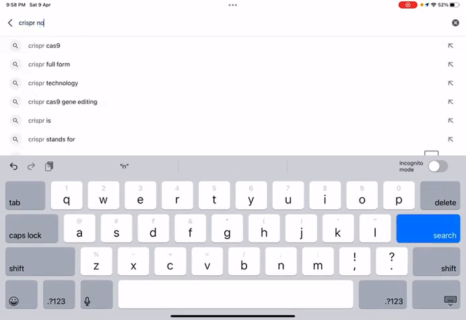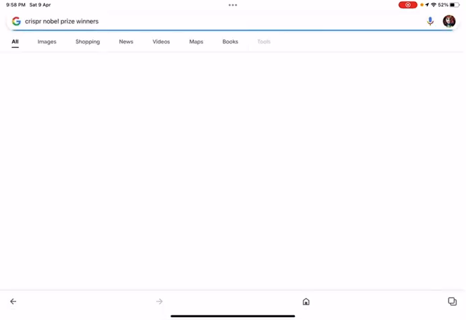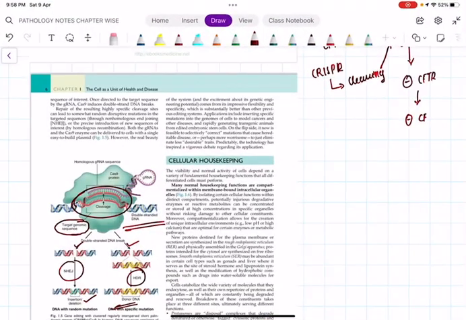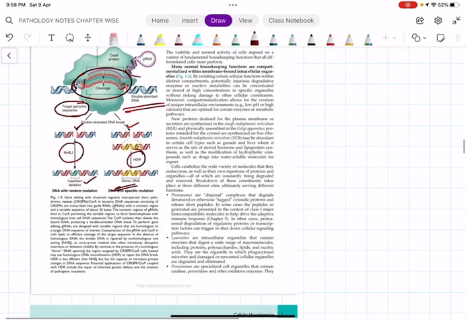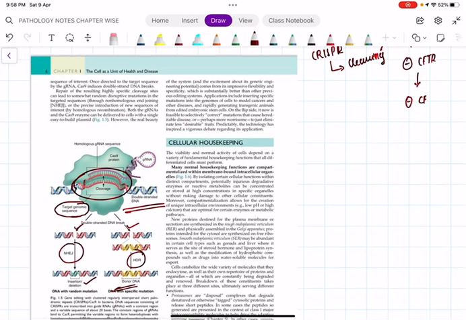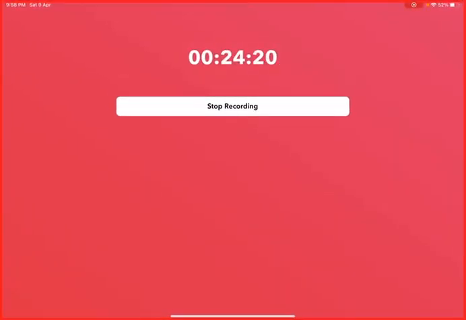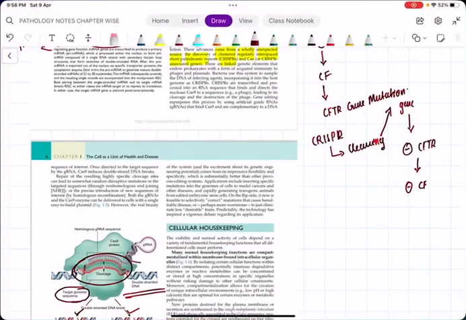CRISPR Nobel Prize. I think you have to remember these names: Emmanuelle Charpentier and Jennifer Doudna. They have been awarded the 2020 Nobel Prize in Chemistry for their work on CRISPR-Cas9, a method to edit DNA. I hope now you understand what CRISPR-Cas9 is. Please focus on this picture. For further details, you can refer to biochemistry, because non-homologous end joining and all those things, you have to refer to biochemistry only. I hope things are very clear for you.